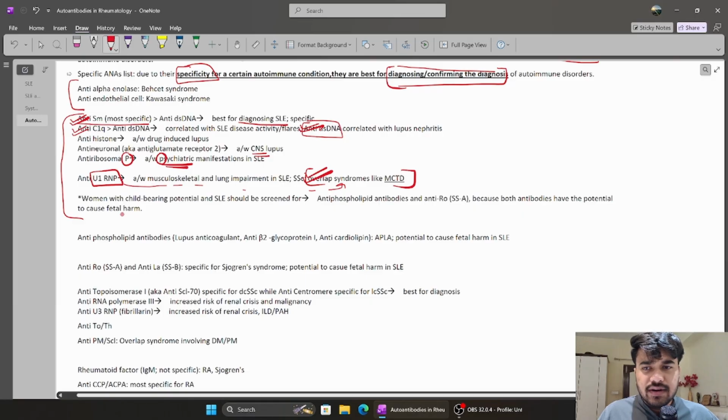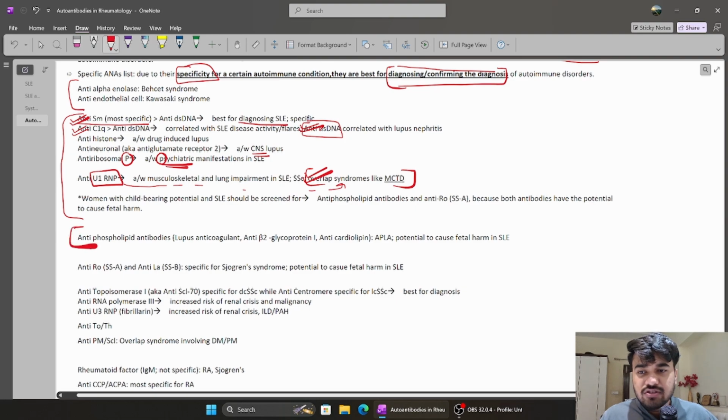Then another important point is that women with childbearing potential and SLE should be screened for anti-phospholipid antibodies and anti-Rho antibodies, because both these antibodies have the potential to cause fetal harm, right? So as long as the SLE condition is active and these antibodies are positive, then we will advise the women to abstain from pregnancy, right? Because these antibodies have potential to cause fetal harm.